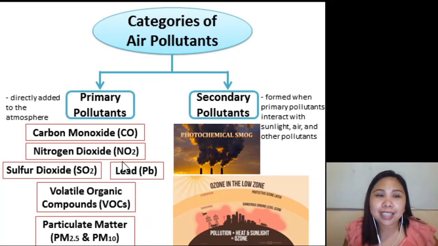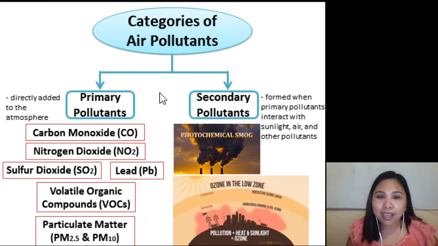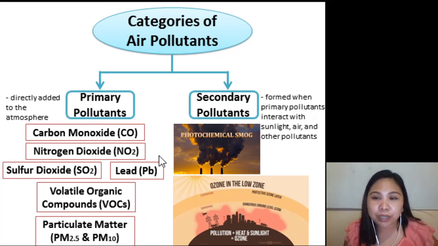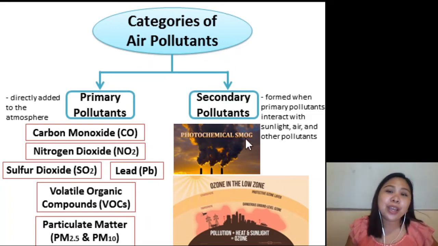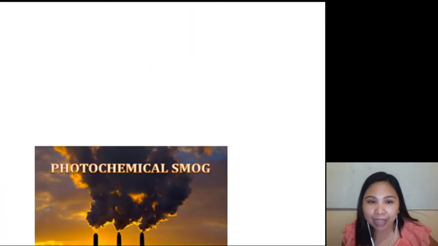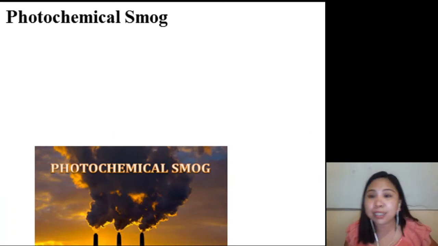So far, sana nagkaroon kayo ng idea saan nanggagaling yung mga primary pollutants. Because at this moment, we will get to know the secondary pollutants. Okay? So, eto naman class na secondary pollutants. Ayan. So, ang unang example natin dyan is the photochemical smog.